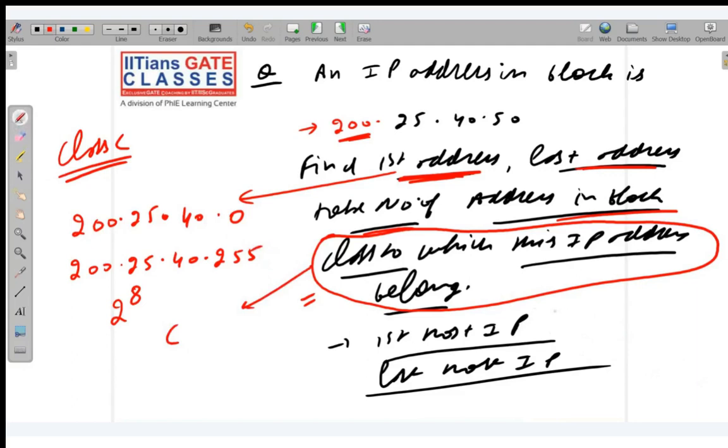200.25.40.1. 200.25.40.1. And last? 200.25.40.254. Yes, 254. Yes, it's good now. So now everybody is comfortable with all these questions.